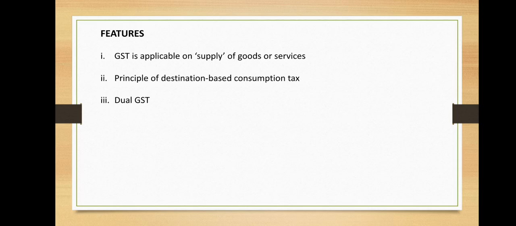GST to be levied by the center would be called CGST or the central GST, and that to be levied by the states would be called SGST or the state GST. An IGST or the integrated goods and services tax would be levied on interstate supply including the stock transfers of goods or services. This shall be levied and collected by the Government of India, and such tax shall be apportioned between the Union and the states in the manner as may be provided by the Parliament by law on the recommendation of the GST Council.